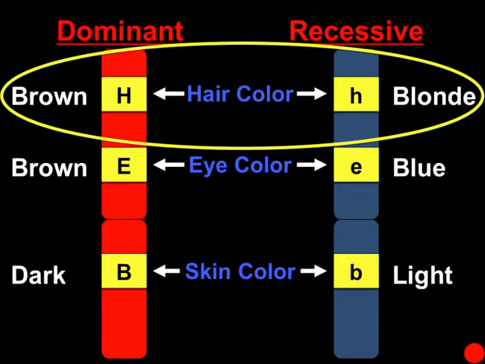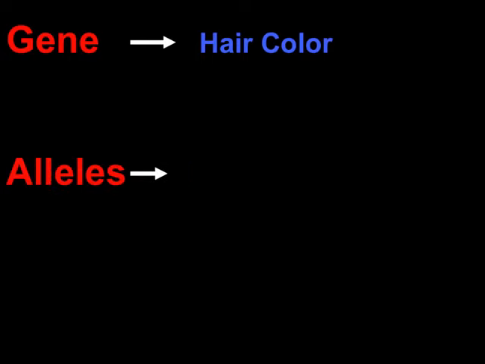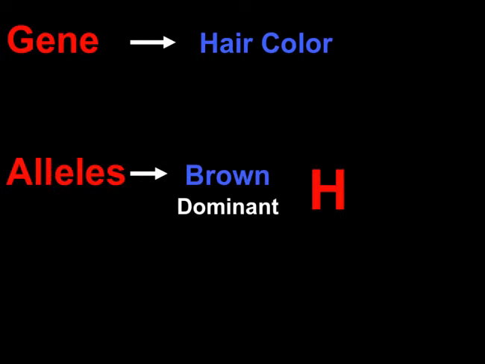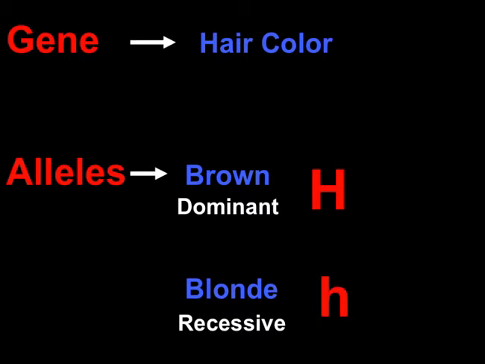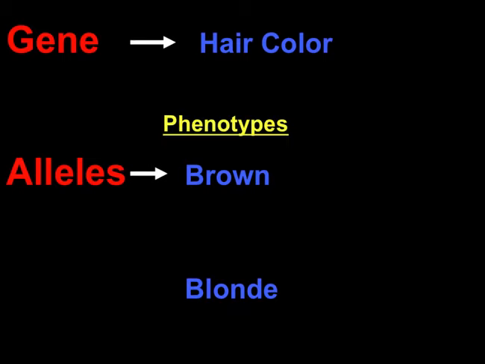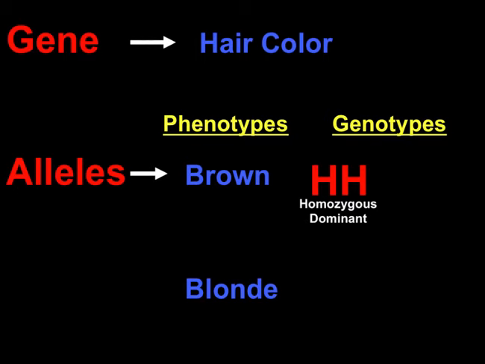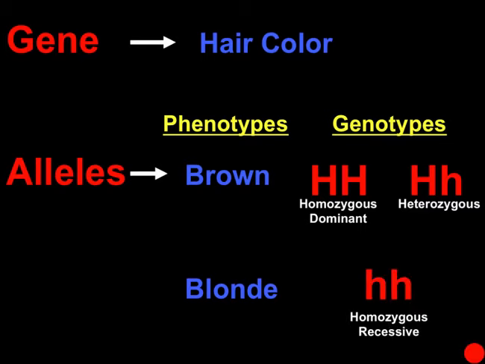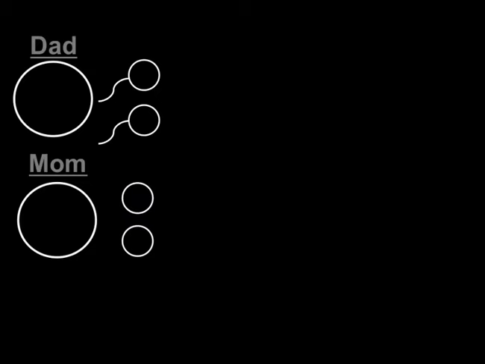So let's look at this gene particularly. So the gene is hair color. The alleles are brown, which is dominant, big H, blonde, which is recessive, little h. So brown and blonde represent the phenotypes, or the physical trait, and the genotypes that result are either, you could have 2 big H's, which would be homozygous dominant, or a big H and a little h, which is heterozygous. And for blonde, the only way you can get that, since it's recessive, is to have 2 little h's and be homozygous recessive.